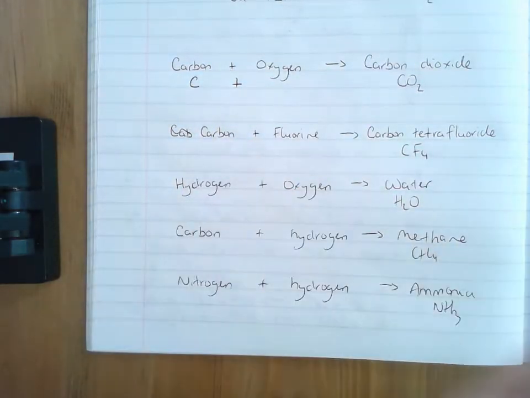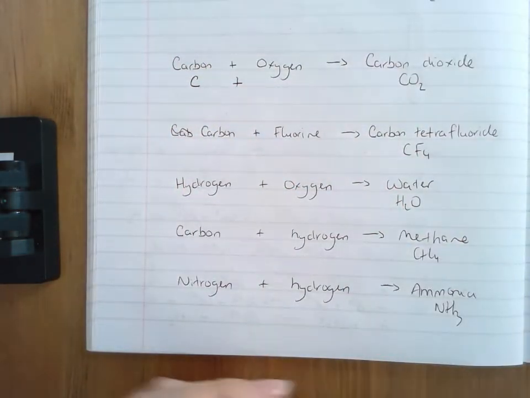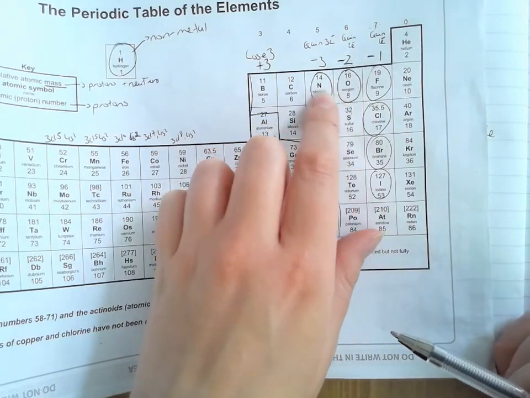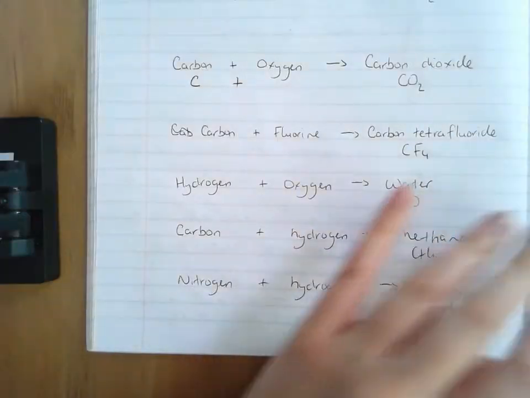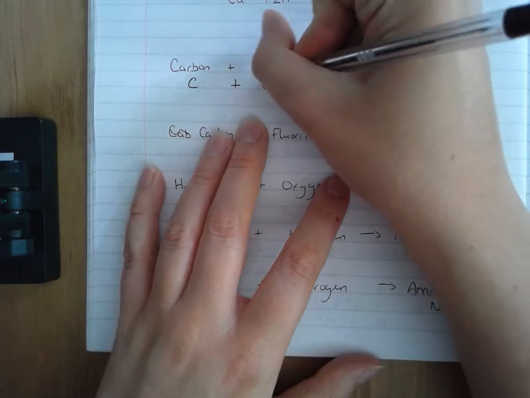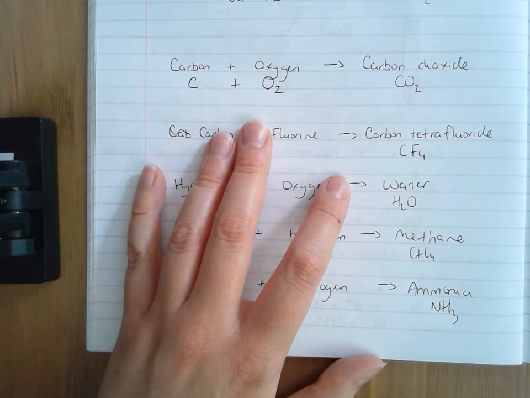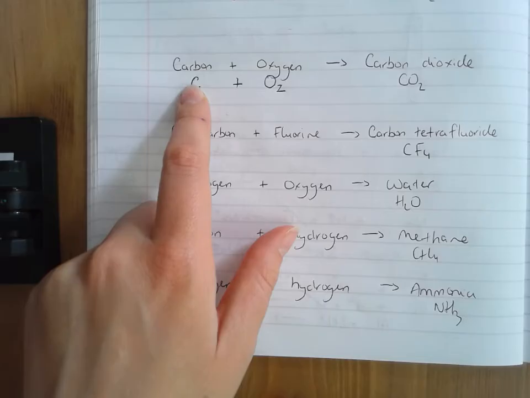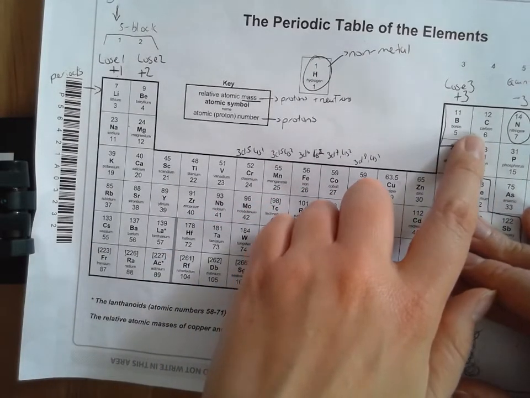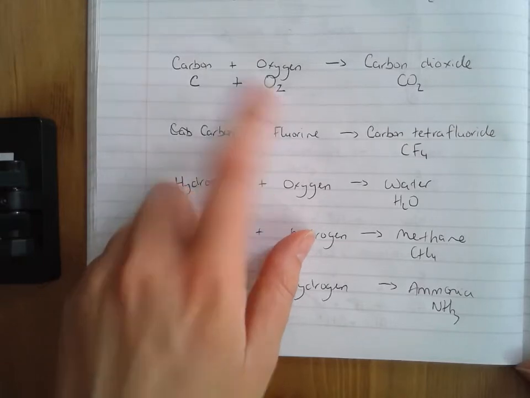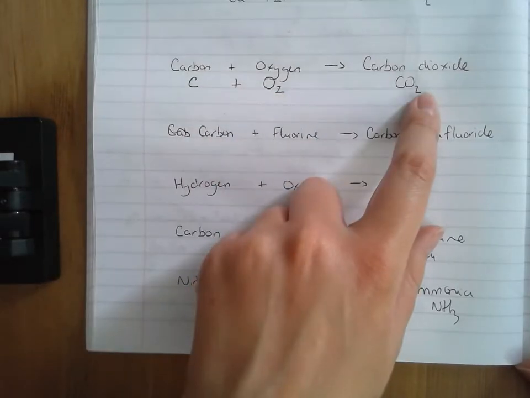Then I go to oxygen, which is also an element, and I look on my periodic table and I see the symbol for oxygen is O. But then I notice that O is circled, and I remember that instead of just writing down O, I'm going to write down O2. All of my circled elements I have to write as diatomic molecules. Carbon wasn't circled, so I just write down C, but oxygen was circled, so I'm writing down O2. Now I've got carbon plus O2 goes to CO2.